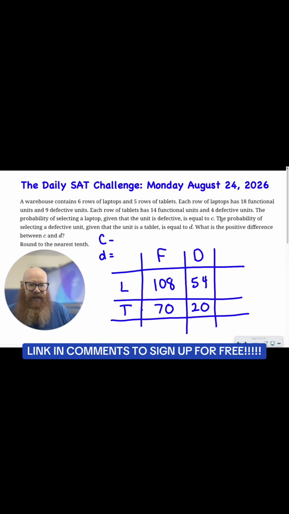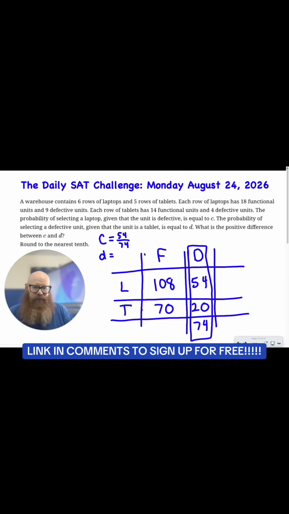So C is defined as the probability of selecting a laptop given that it's defective. Well, if I know it's defective, then I am looking at this column. Now, for that one, I would like that total. So that total is going to be 74. So given that it's defective, the probability of selecting a laptop is going to be the 54 out of 74. So this is going to be 54 out of 74.